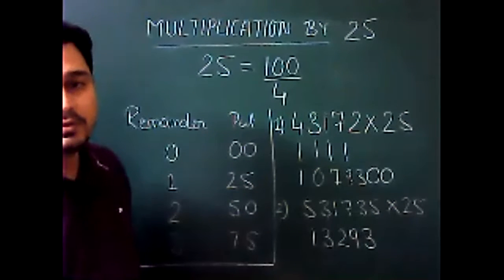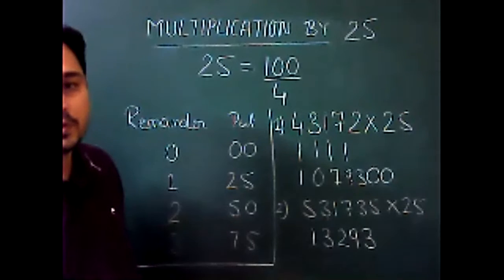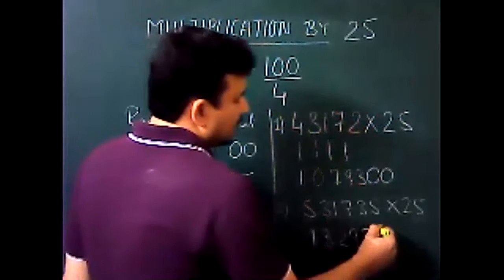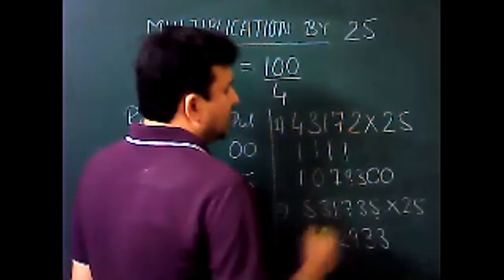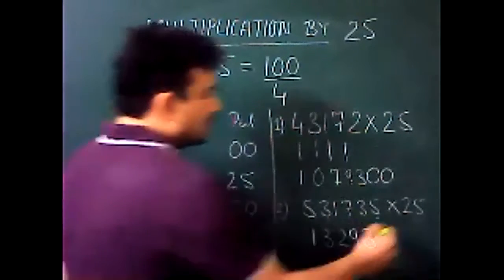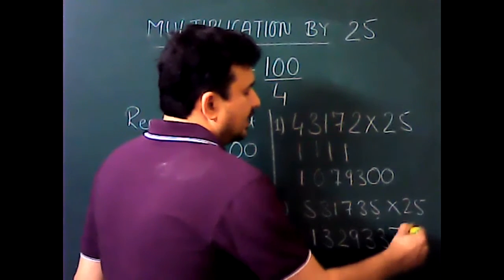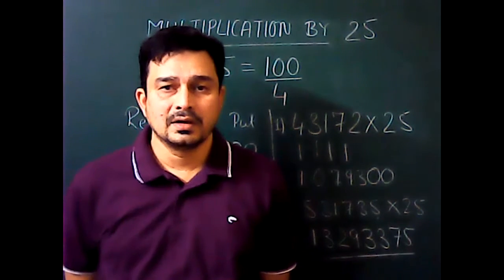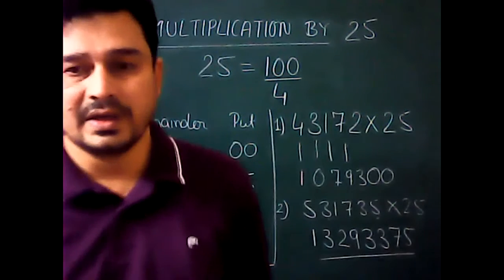Again 3. You will get 3. 4 times 3 is 12. And remaining is 3. When the remainder is 3, you have to put 75 at the end. The technique is clear? Yes. Very nice.